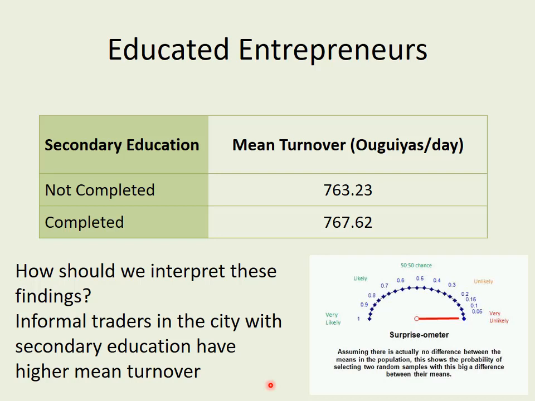Okay, I hope you've thought about that. Well, again, most analysts, most statisticians would conclude from this that yes, here we can be quite confident that the informal traders in the city with secondary education do have higher mean turnover than those without. Because if we assume there's no difference between the groups, then we have to accept that this difference happened, which was so incredibly unlikely. It means the sample we got was very, very unlikely if we assume that, in fact, there isn't a difference. So we'd say, yes, I think this does show us there is a difference in the city between the two groups.